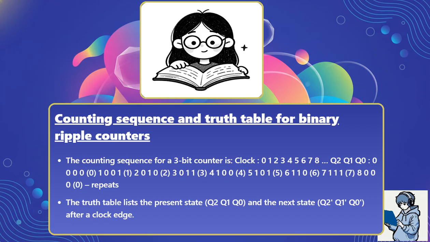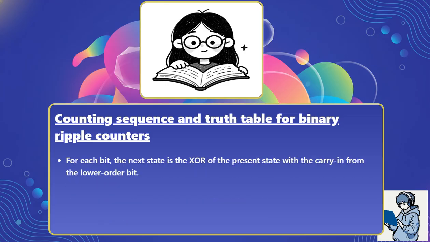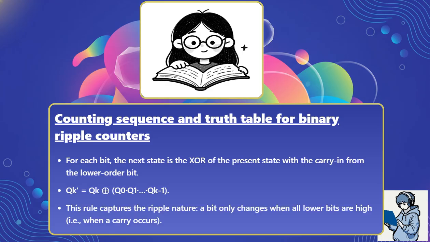The truth table lists the present state Q2 Q1 Q0 and the next state Q2', Q1', Q0' after a clock edge. For each bit, the next state is the exclusive-or of the present state with the carry in from the lower order bit. Qk' equals Qk XOR (Q0 AND Q1 AND ... AND Qk-1). This rule captures the ripple nature. A bit only changes when all lower bits are high, that is, when a carry occurs.